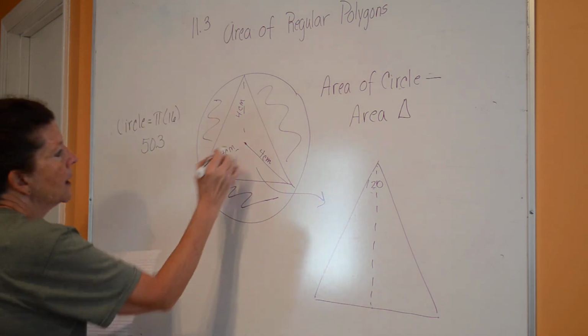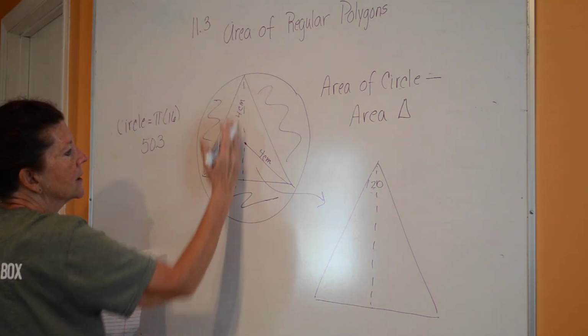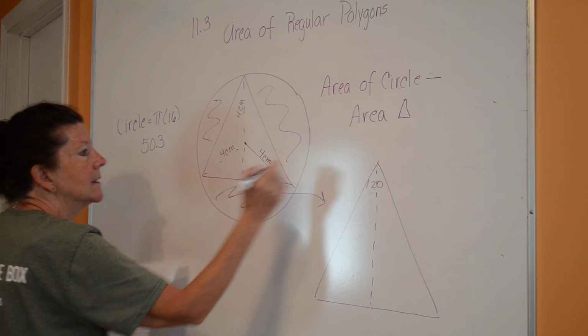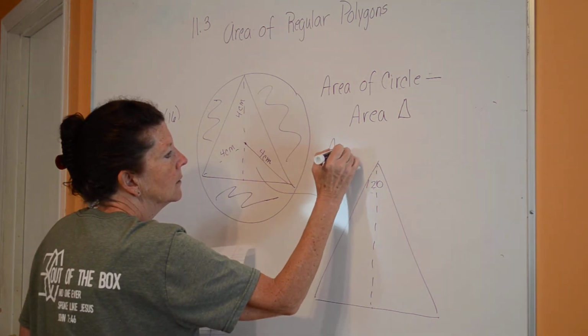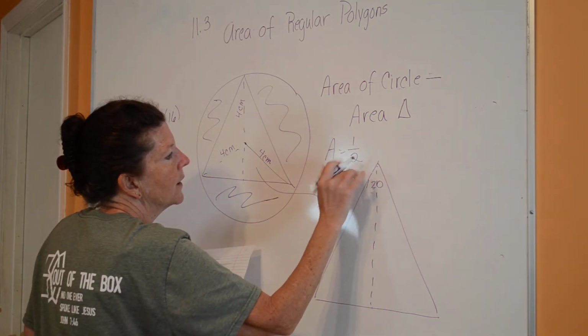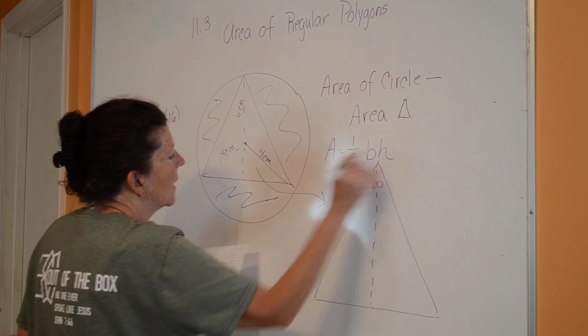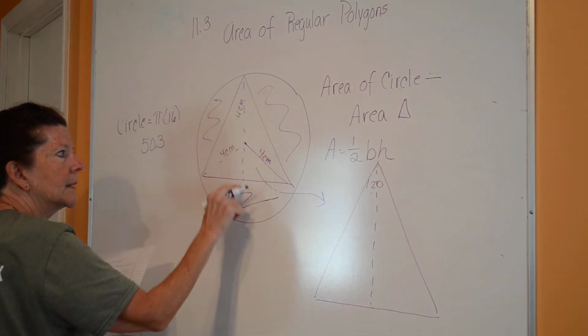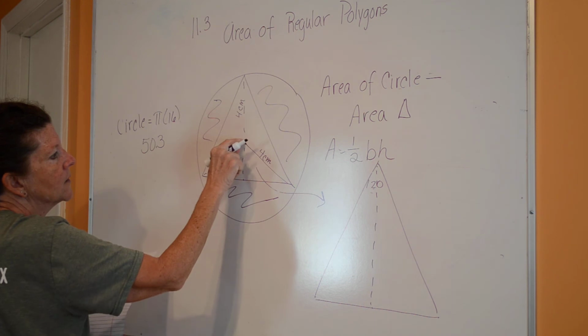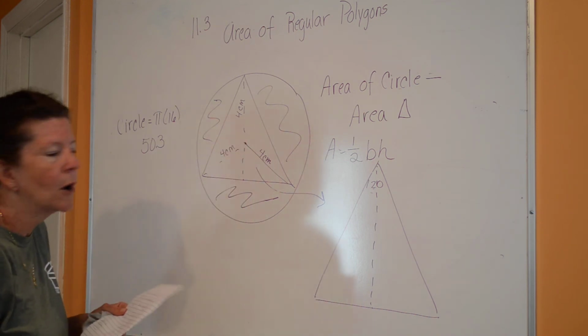I'm going to go ahead and make a line straight down because that will allow me to find the base of the triangle, which I need. So the area of the triangle is 1/2 the base times the height. I don't have the base and I don't have the height. I know part of the height is 4. I just have to find that other part.